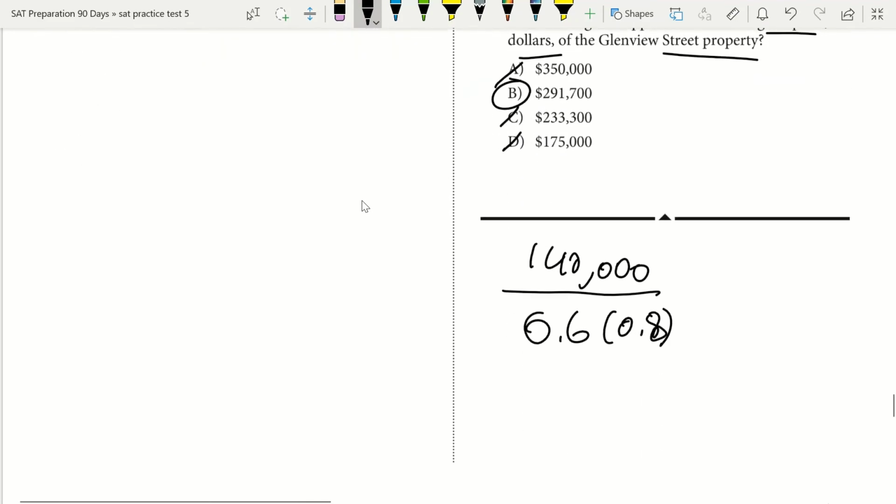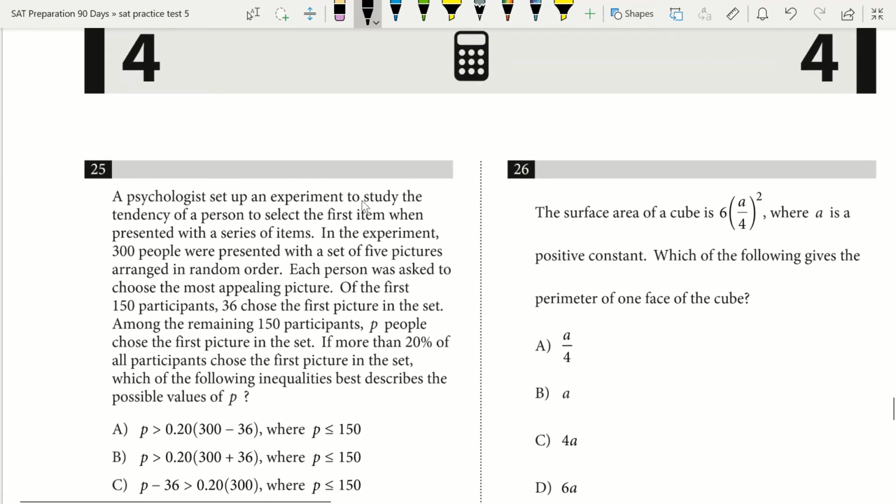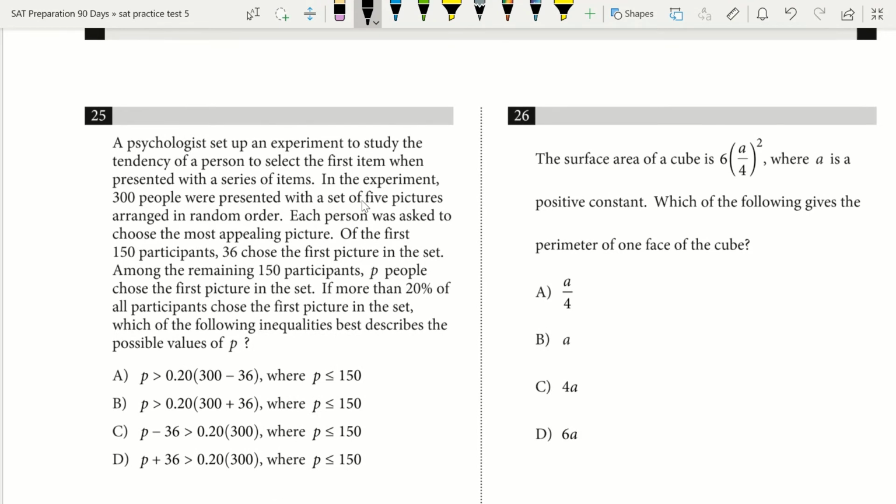All right, number 25. Okay, I've got a psychologist set up an experiment to study the tendency of a person to select the first item when presented with a series of items. In the experiment, 300 people were presented with a set of 5 pictures in a random order. Each person was asked to choose the most appealing picture. Of the first 150 participants, 36 chose the first picture. Among the remaining 150 participants, P people chose the first picture in the set.